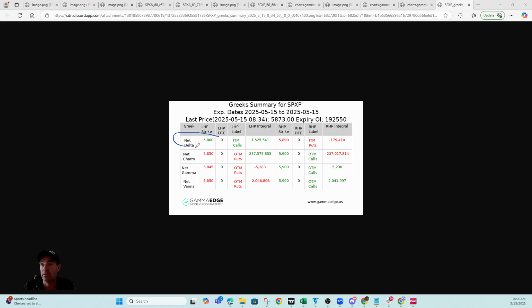And then with the net delta, this is obviously the first order Greek. That's most important in the money calls. This will be supportive as long as we stay above 5,800. And then we see 58.90 to the upside, close enough to the 5,900 level. We already discussed those will be in the money puts.